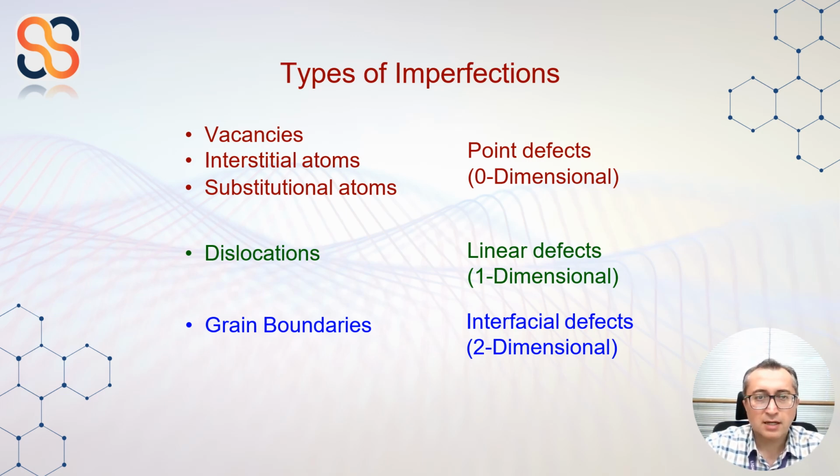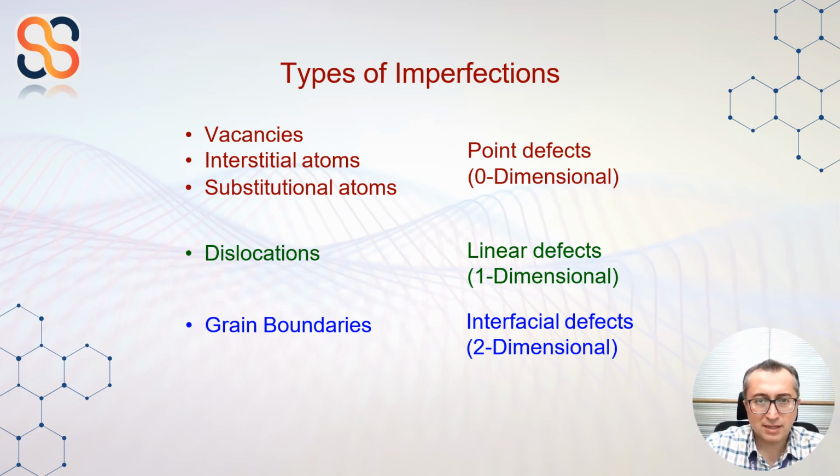The next, substitutional impurity atoms. This is when one atom in the crystal lattice is replaced by a different type of atom. For example, if you take some copper atoms and replace them with zinc atoms, you create a new material that has different properties than pure copper. This type of defect is common in alloys.